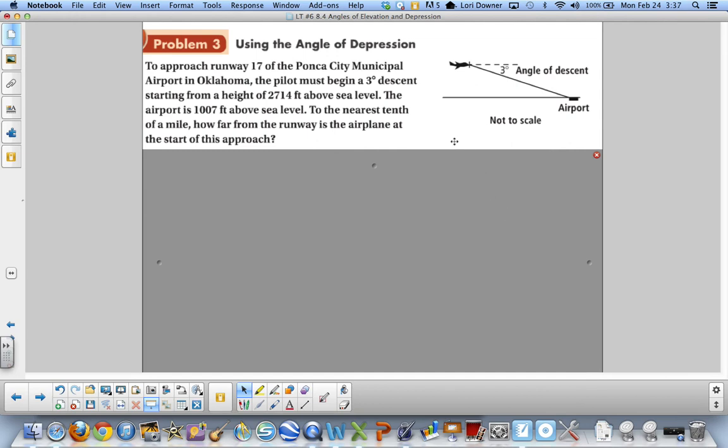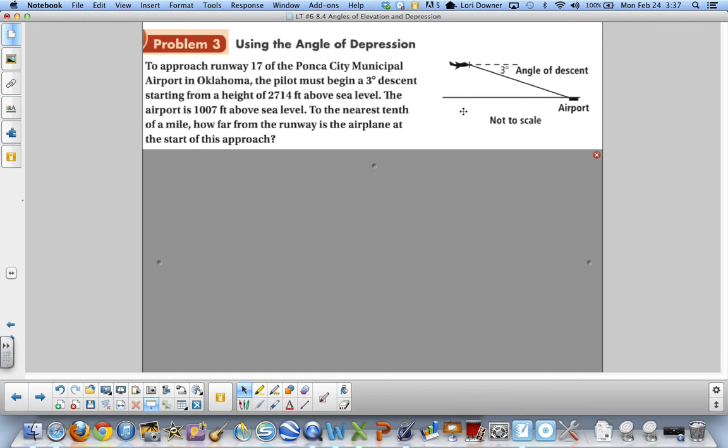To approach runway 17 on City Municipal Airport in Oklahoma, the pilot must begin a 3-degree descent. So that means angle of descent is an angle of depression. It goes from the horizontal down. So we're going to go down 3 degrees. Starting from a height of 2,714 feet above sea level. So I can label this height right here. The airport is 1,007 feet above sea level. So it looks like the airport that's right here, I'm going to need to add on a distance of 1,007.